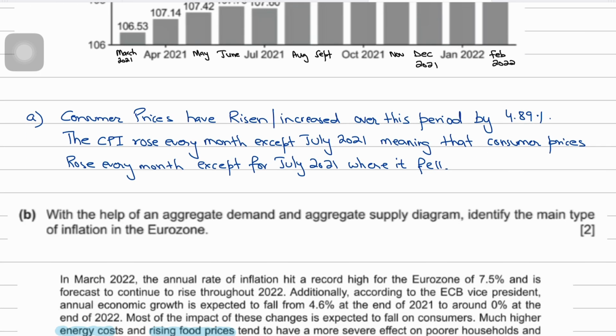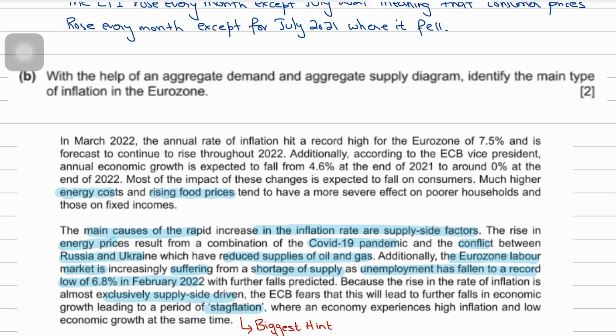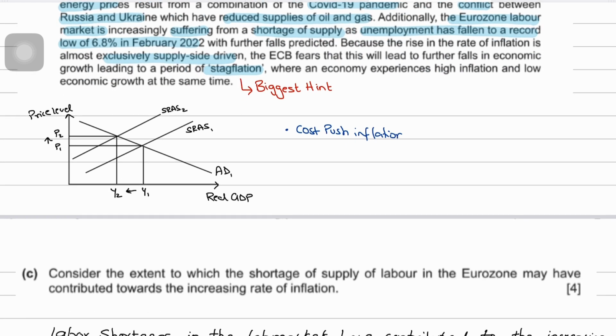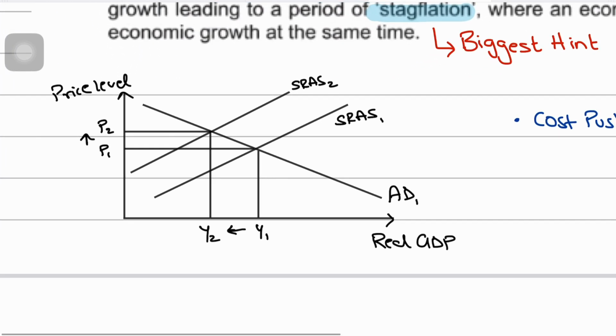Now guys, moving forward, part B of the question says, with the help of an AD-AS diagram, identify the main cause of inflation. Now, since the question is asking you to identify only, we just need to state the inflation and make the AD-AS model for inflation, and that's it, right? So you'll just draw the AD-AS diagram and you will shift the short-run aggregate supply curve to the left because it's a cost push inflation, and you will show that your real GDP is going down and your price level is going up, and that is it.